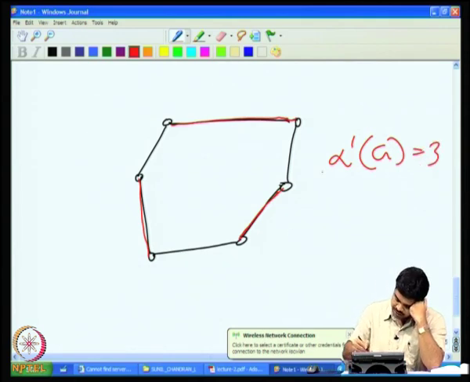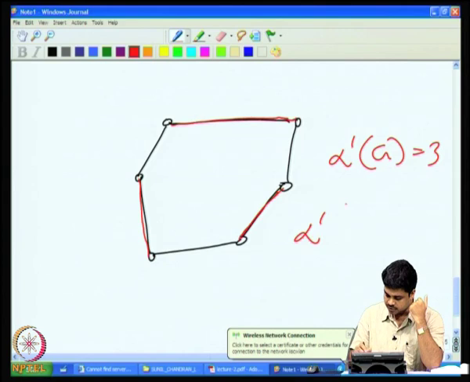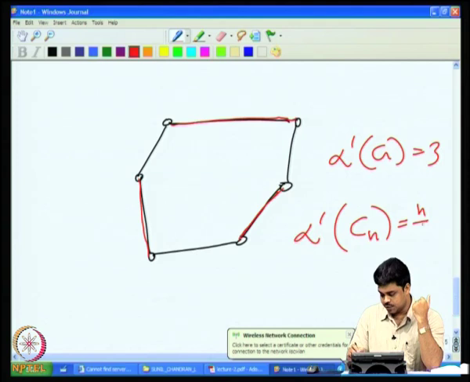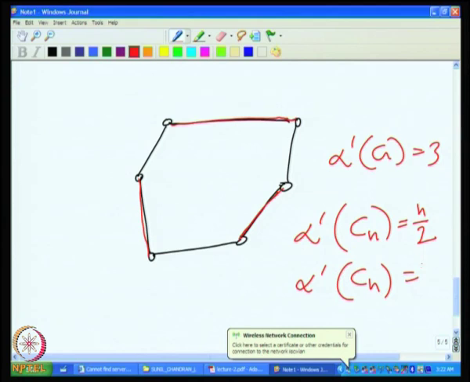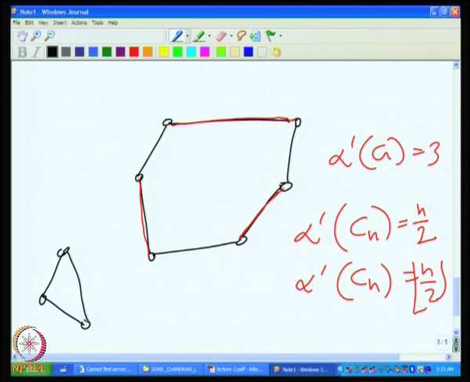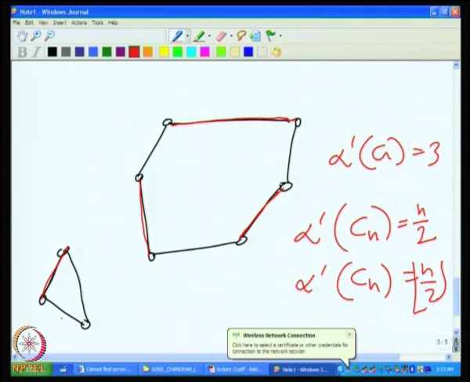For instance, if we had n vertices in the cycle, suppose I was considering the alpha dash of C n, then it will be n by 2, as you can easily see, if n is an even number. If n is an odd number, it is not very difficult to see that this will be n by 2 floor. For instance, I can take a small example here. I take a 3 length cycle, then once I take this edge, I cannot take this and this. This is 3 by 2 floor.